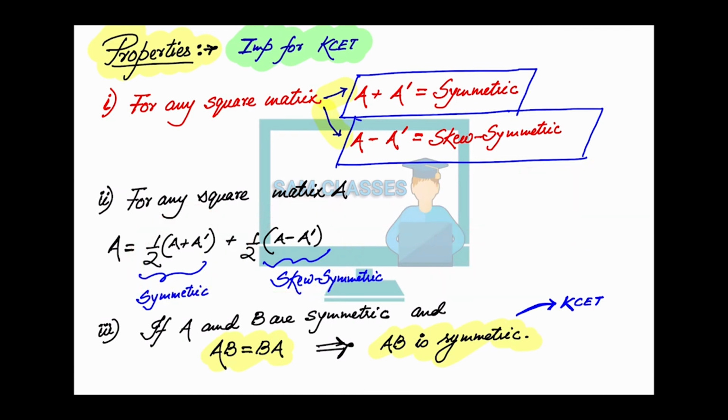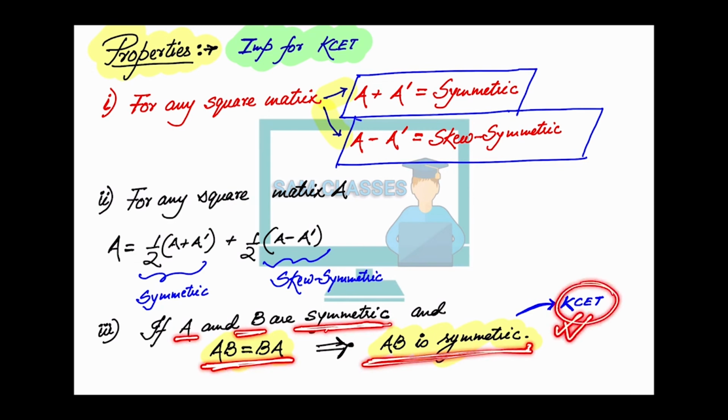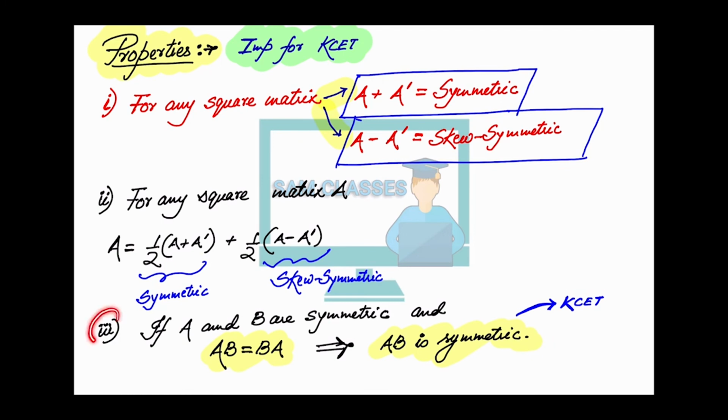Now, if we have two matrices and both A and B are symmetric, then what will happen? If AB is equal to BA, then it means that AB is symmetric. So understand, very important questions are directly asked from this part. This kind of question is there in your exemplar also, students. This is a kind of short trick you need to keep in your mind.